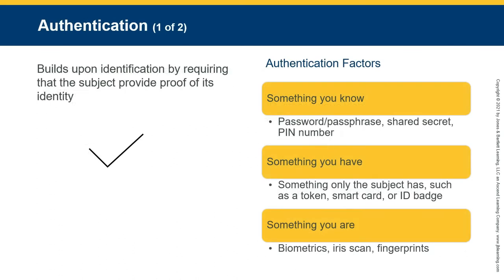So, authentication builds upon the identification by requiring the subject to prove who they are. So, authentication factors: something you know, your login. So you're going to have a password, passphrase, shared secret, a PIN number, something that's in your mind to retain. Something you have: it might be a token, smart card, ID badge you have to put in. Or something that you are: biometrics, iris scanning, fingerprints, or something on that order. This helps us with the authentication process.